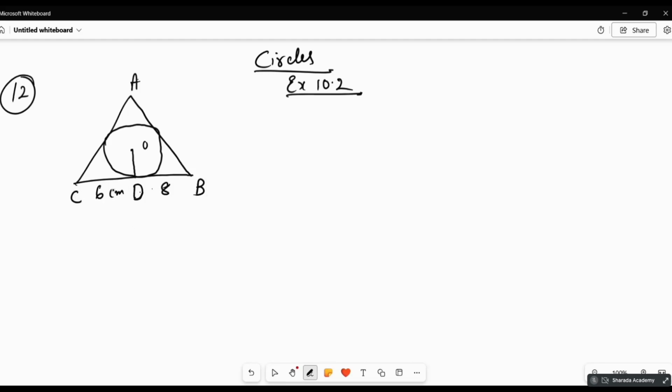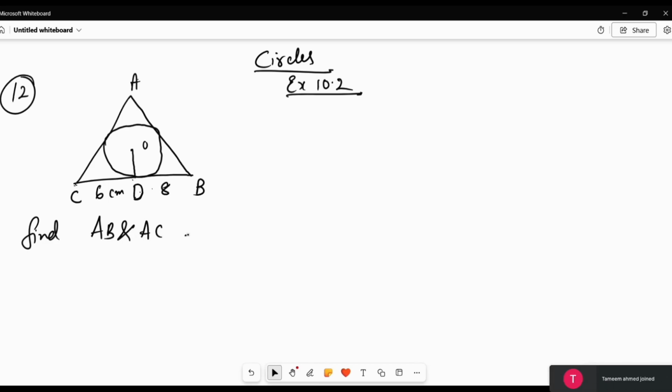And they have given the side BC. CD is 6, BD is 8. So find the sides AB and AC. This is the given thing.